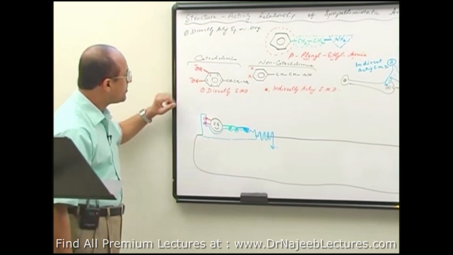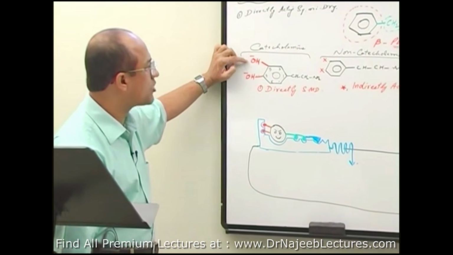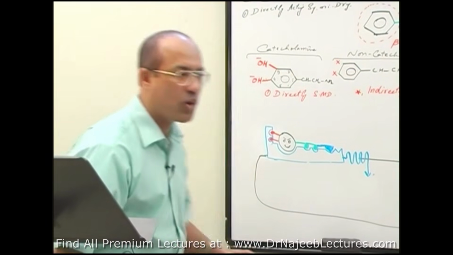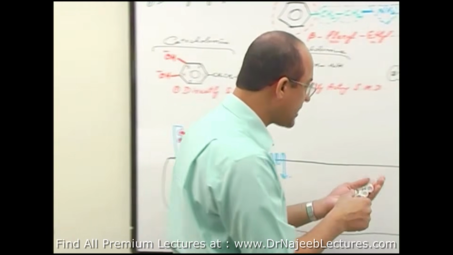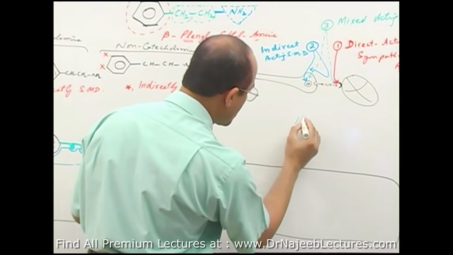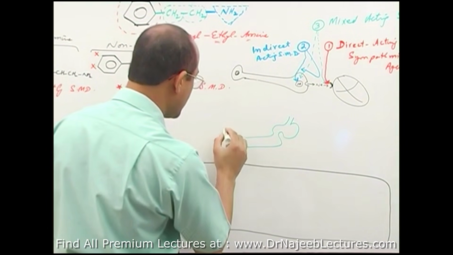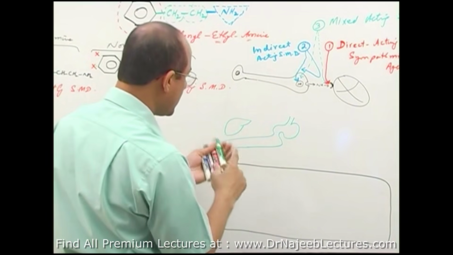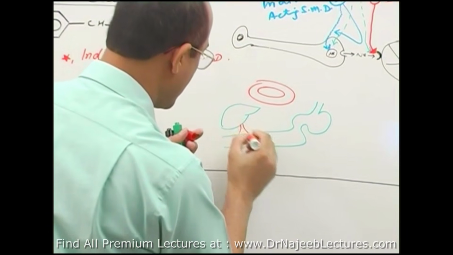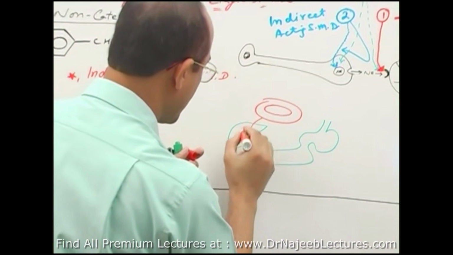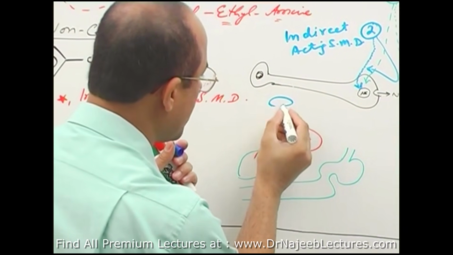You see, catecholamines have one more important thing. Because they have hydroxyl groups, catecholamines are highly polar compounds. Now let's make a small diagram. Suppose this is your gastrointestinal system, here is your liver, here is your general circulation, and here is your central nervous system.